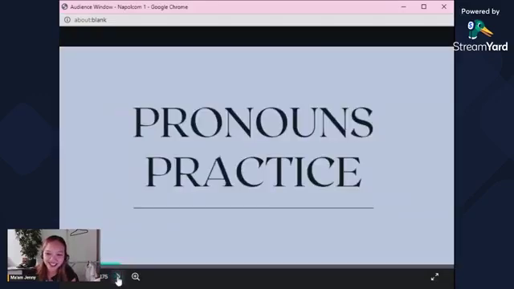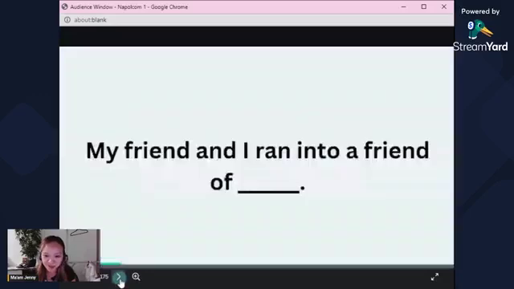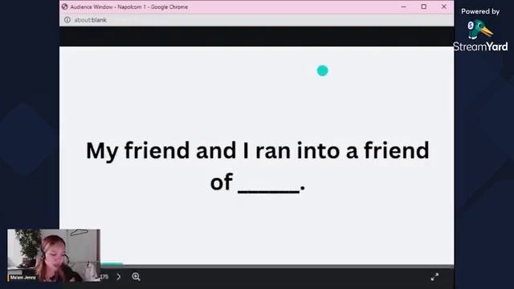Now, let's continue. Now, let's practice your pronouns. Ano ba yung pronouns? Sila yung pwedeng pumalit sa nouns. So, for example, ako si Jenny. That's a noun, si Jenny. But, kapag gagamitan mo ng pronoun, you can use she. So, she is pronoun na yun. Okay? So, let's have this one. My friend and I ran into a friend of, blank. Comment your answers. What word do you think is missing?